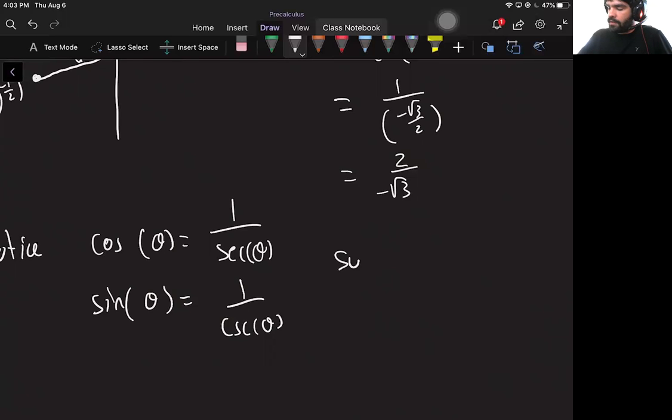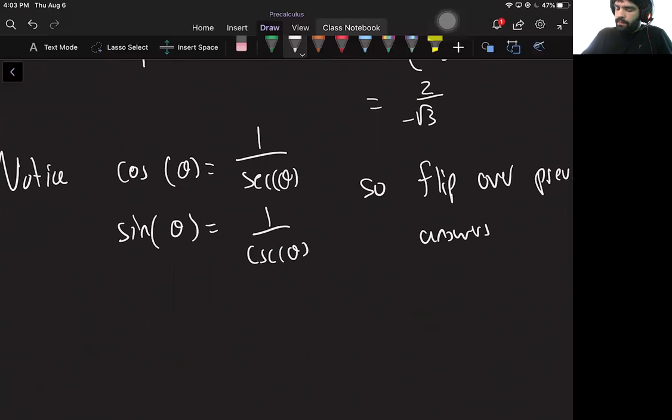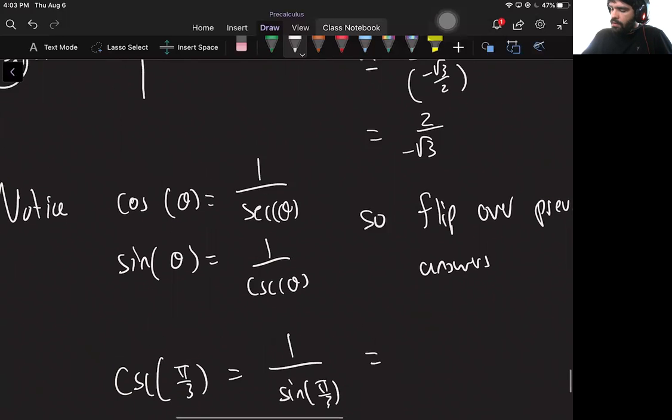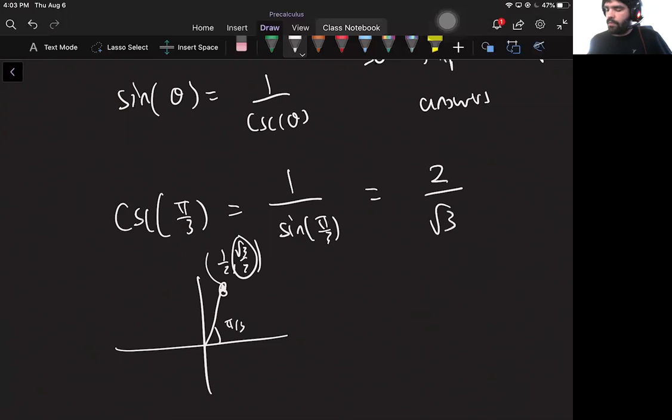So you can use this fact a lot. You can flip over your previous answers if you want to know what the heck is cosecant of pi over 3: just flip over sine of pi over 3. And then that one you might remember more easily. I always have to redraw it. So here's pi over 3. You go over a half, you go up root 3 over 2. Looking at sine, I'm looking at the y value, so I'm really just flipping over the y value.